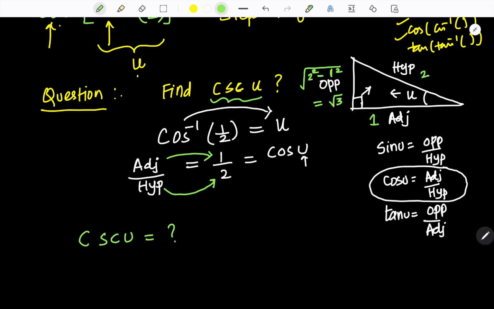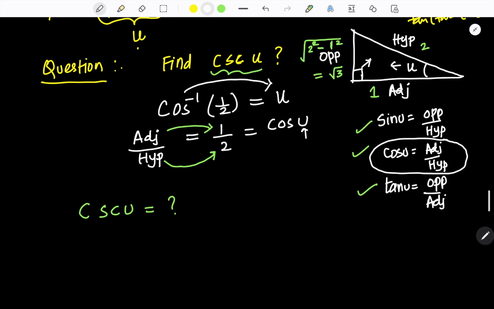But usually for cosecant U, teacher, you did not teach the formula. You teach only sine, only cosine and tan. Okay, no problem. Just find sine U instead of that. After that we will flip it. Nothing wrong in that. What is your sine U? Your sine U is opposite divided by hypotenuse. What is your opposite side? Opposite side is square root of 3. And what is your hypotenuse? Which is 2. So root 3 divided by 2. This is your sine U.